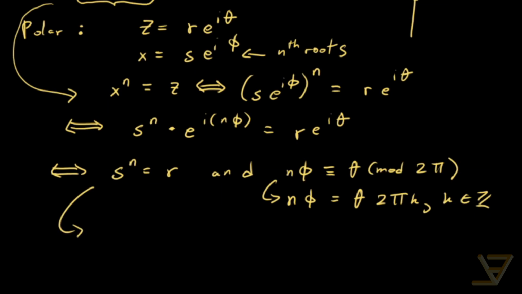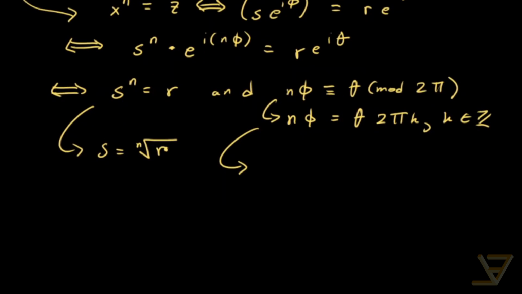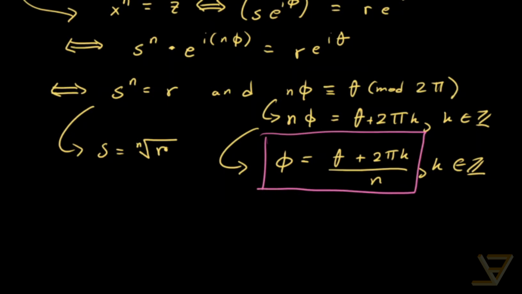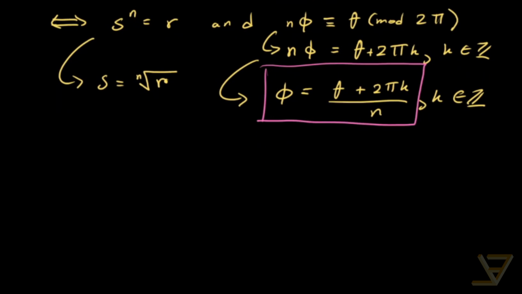So the first one is easy to deal with. s and r are both positive, since we're not taking the root of a 0 complex number. So s is simply equal to the nth real root of r. But it's the second one that's more interesting. We find that phi is equal to theta plus 2 pi k over n. So it seems like there would be a phi for every integer k, but there might be overlaps. So we'll start with this idea, but we want to see when these give rise to the same complex number.